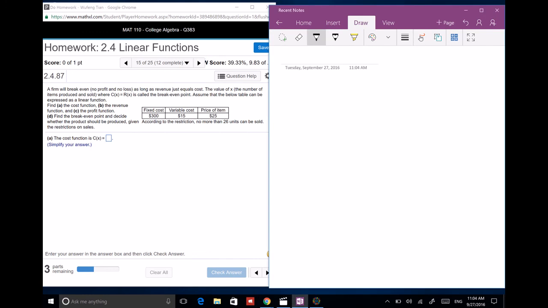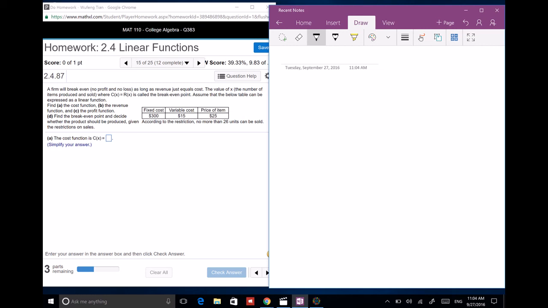A firm will break even as long as the revenue equals the cost. The value of x where R(x) equals C(x) is called the break-even point. Assume that the table below can be replaced by a linear function. So this is a linear function. Find the cost function, the revenue function, and the profit function. Find the break-even point. Decide whether the product should be produced given the restriction on sales.